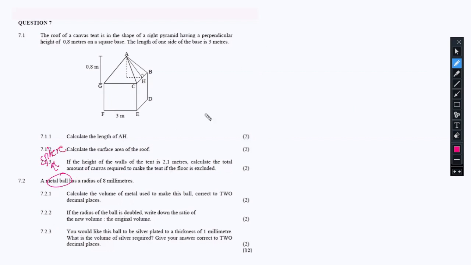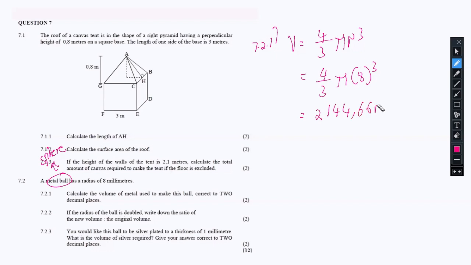So again, you are not given the formulas. So for 7.2.1, you'd have to say, okay, the volume of the sphere is 4 over 3 pi r cubed. So make sure that you study the formulas. Then that's 4 over 3 pi. They said the radius is 8 millimeters, so we're just going to substitute in the 8 there. Then when we punch it into our calculator, we get 2,144.66 millimeters cubed. Right. Nice one.